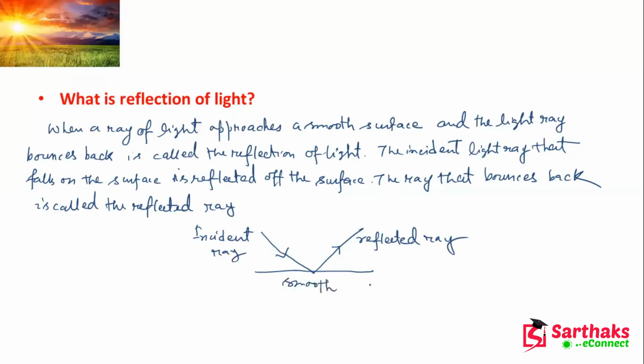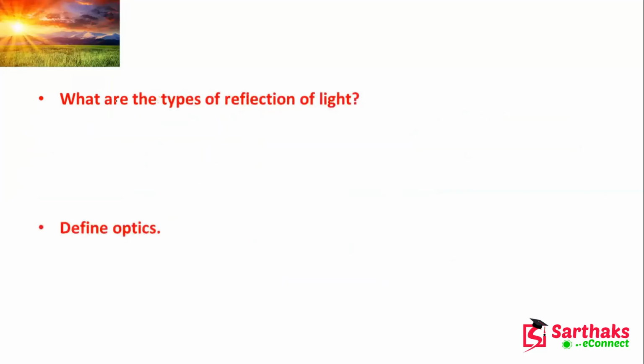This is the smooth surface. Okay. Next, what are the types of reflection? First one is the diffused reflection, and there is another reflection, that is regular reflection.